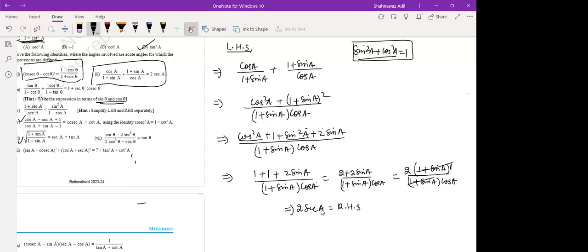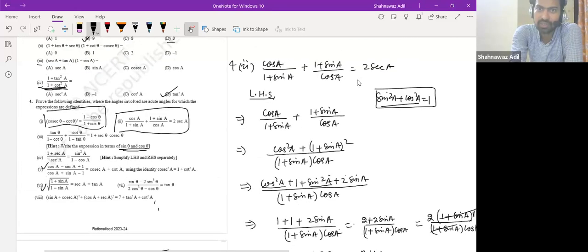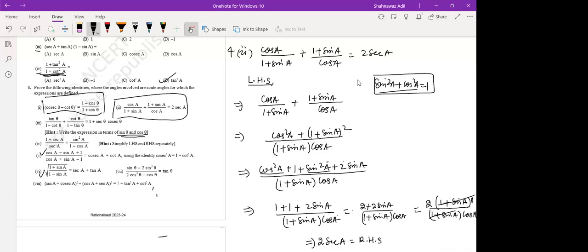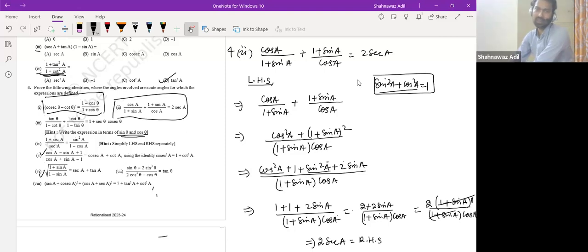And this was the LHS equal to RHS. Everybody understood this question? Please note it down, and if anyone has any doubt, please don't hesitate.